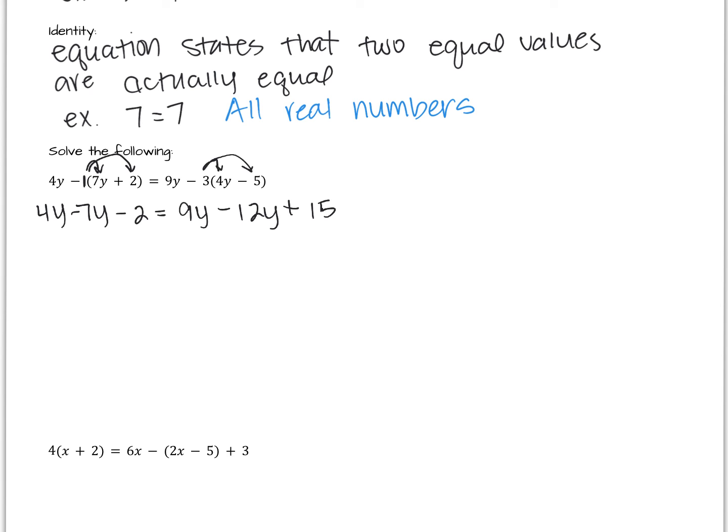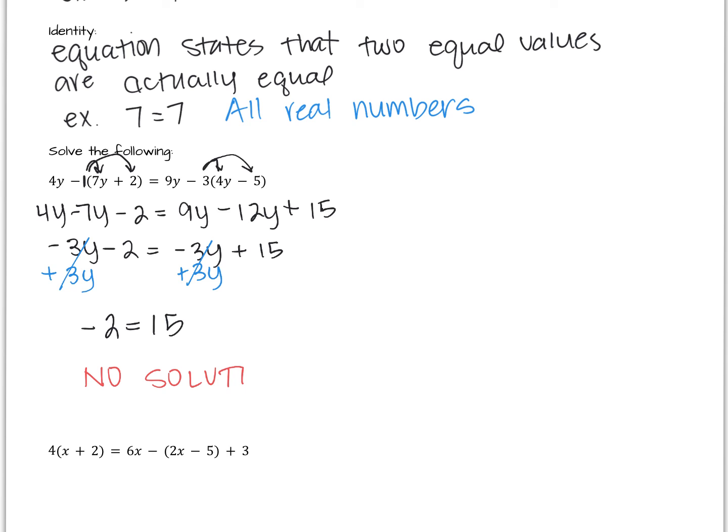Before I start solving for y, I'm actually going to combine like terms. So 4y minus 7y is negative 3y, minus 2 equals, and then 9y minus 12y is negative 3y plus 15. So I'm going to add 3y to both sides, and in this case, when I do that, they end up canceling. And I'm left with negative 2 equals 15, which is not true. So it's a contradiction, which means my answer is no solution.